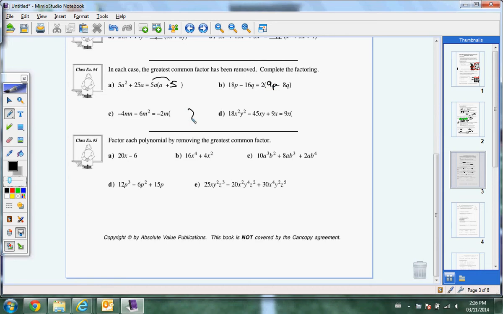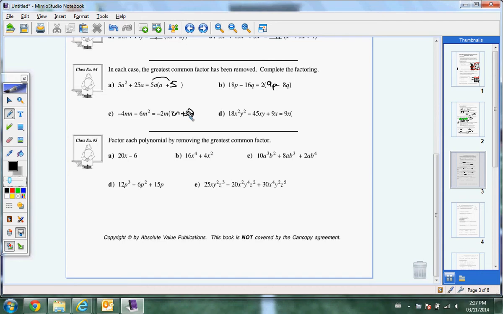Okay, Brandon, what is going to be left over here? Negative 2m was pulled out, so what's left inside? 2n. Yep. Took 6 divided by 2, 3. 3m. So 2n plus 3m is what's left. Very good.